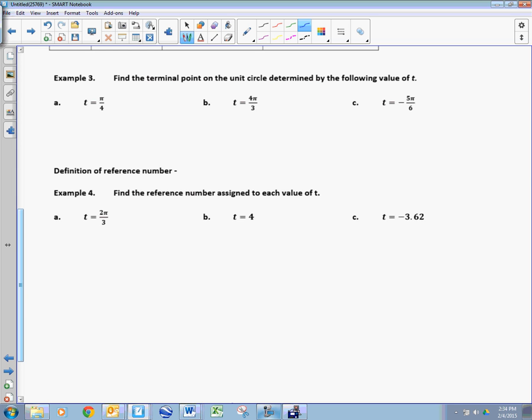Example 3 says, so today we'll cover some of the negative ones. So this is just a refresher of what we did yesterday. Find the terminal point on the unit circle determined by the following value of t. So the question is, if we walk pi over 4 units, a distance of pi over 4 around the unit circle, what is the terminal point that we're brought to?